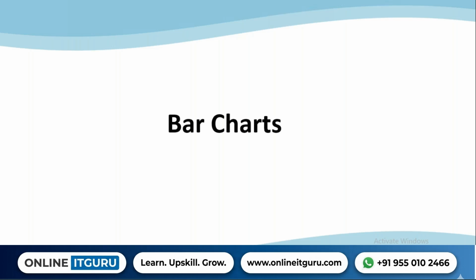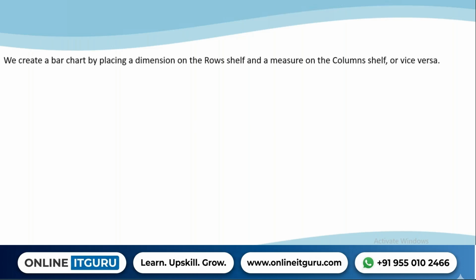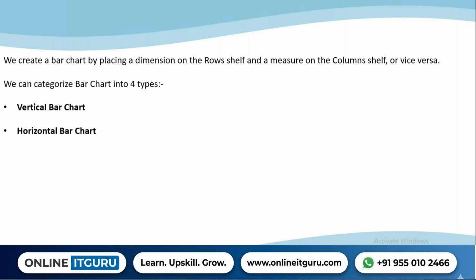So first we'll start with bar charts. We create a bar chart by placing a dimension on the row shelf and a measure on the column shelf, or it could be vice versa also. You place a measure on the row and a dimension on the column. We can categorize these bar charts into 4 types. These are all kinds of bar charts only. The first is a vertical bar chart. Next is a horizontal one. Then we have a stacked bar chart, and then there is a concept called multiple axis for the bar chart. So we'll see each one of them.